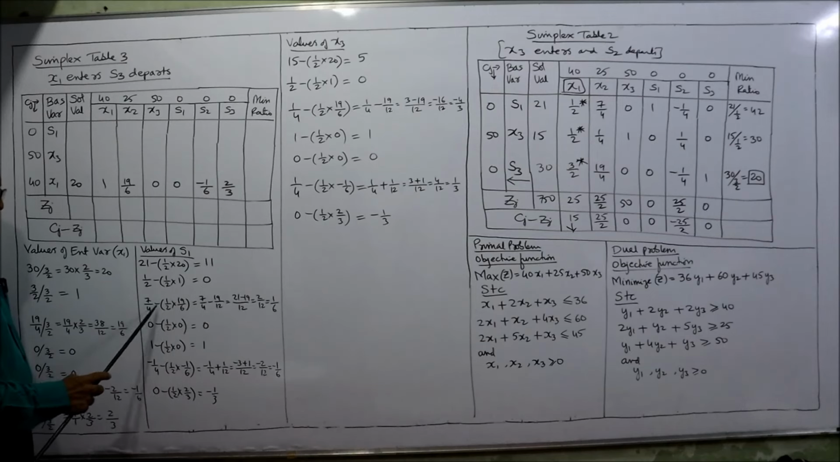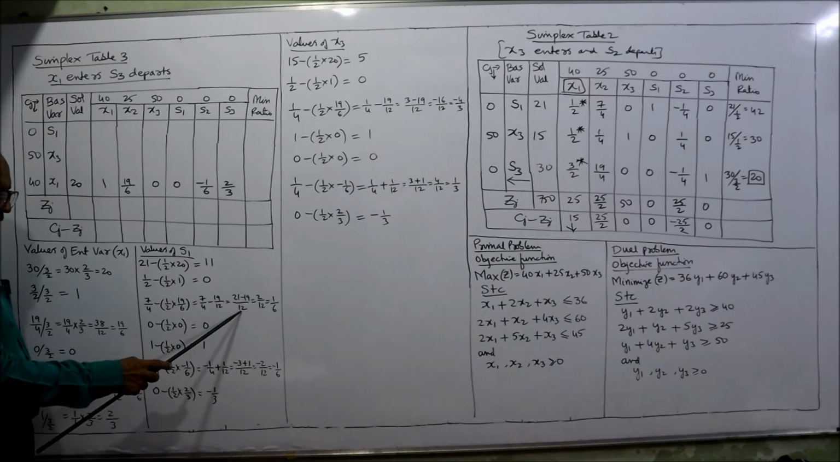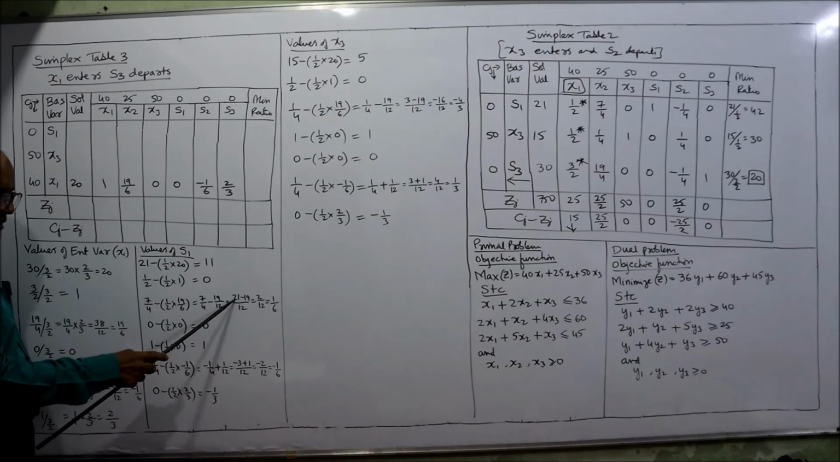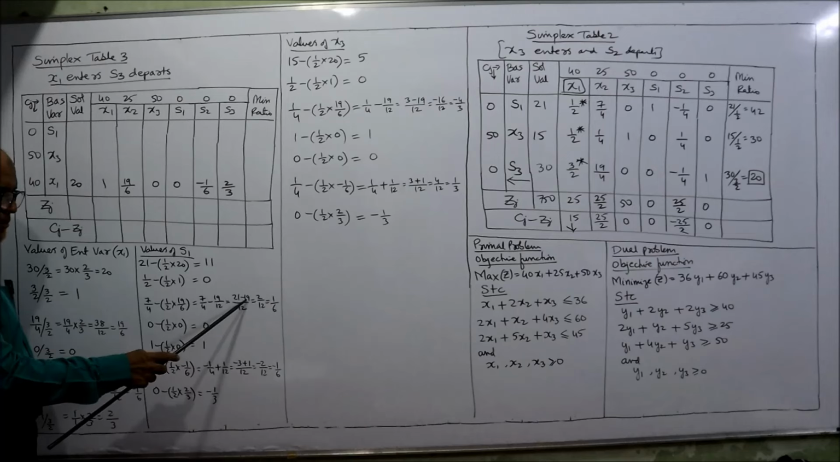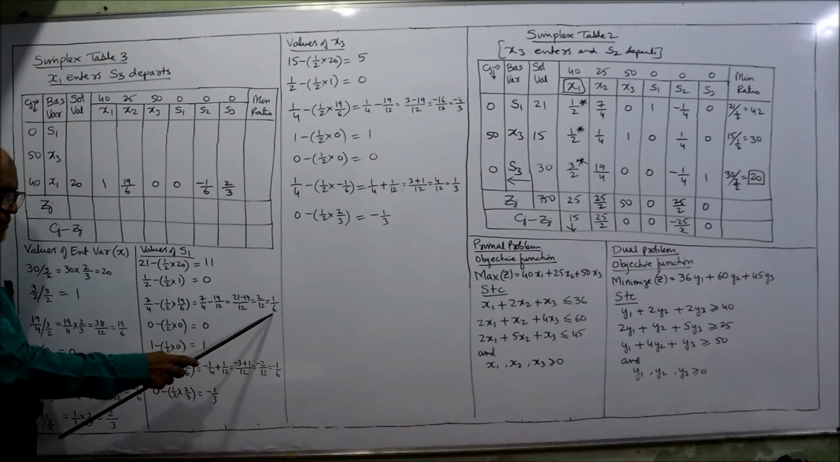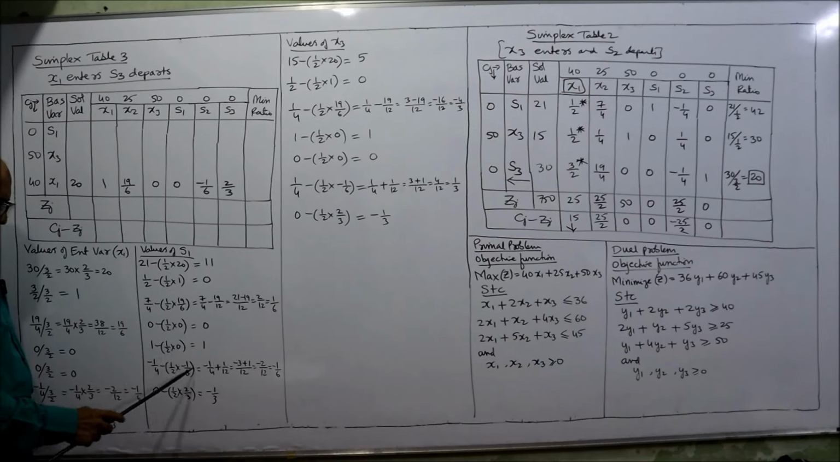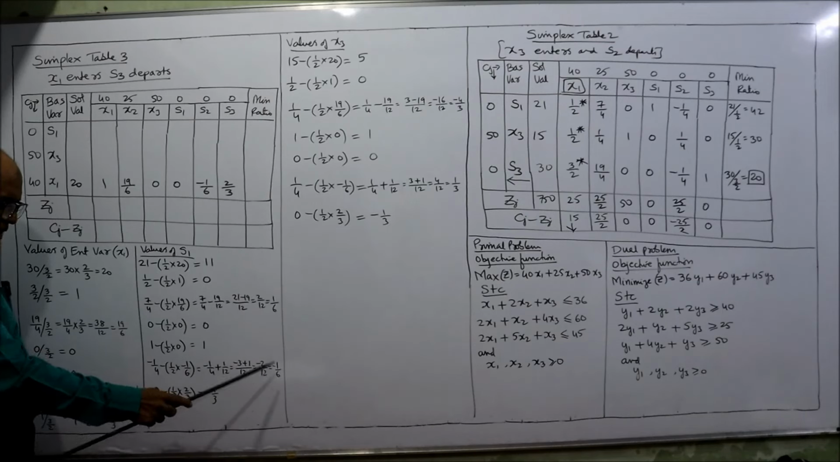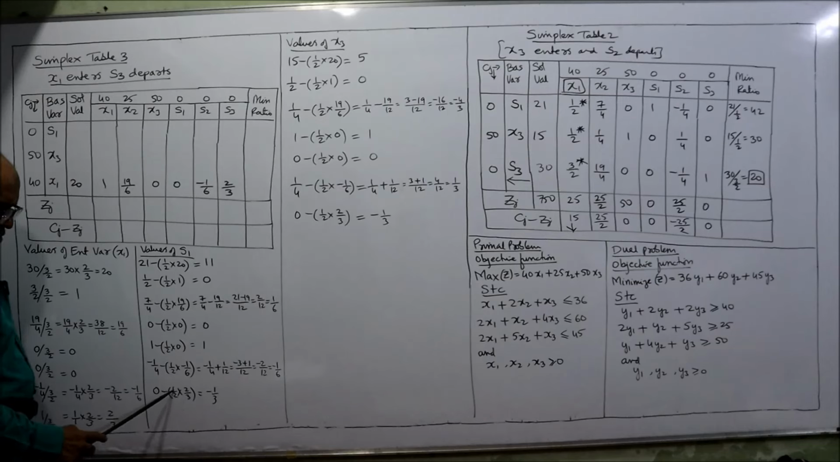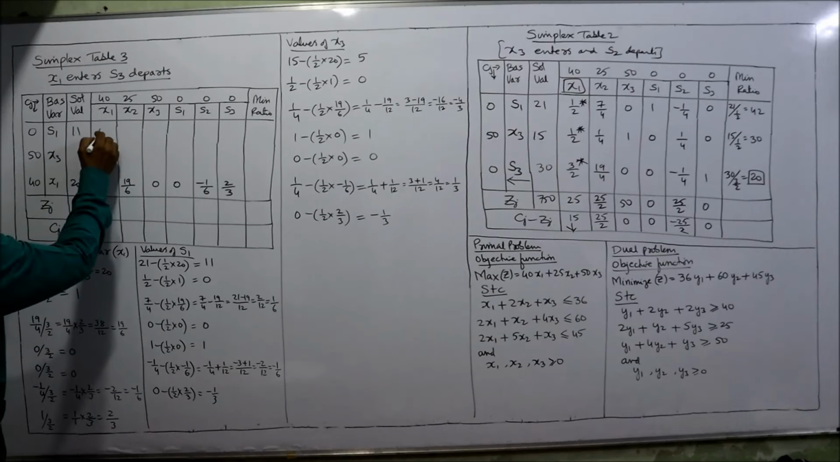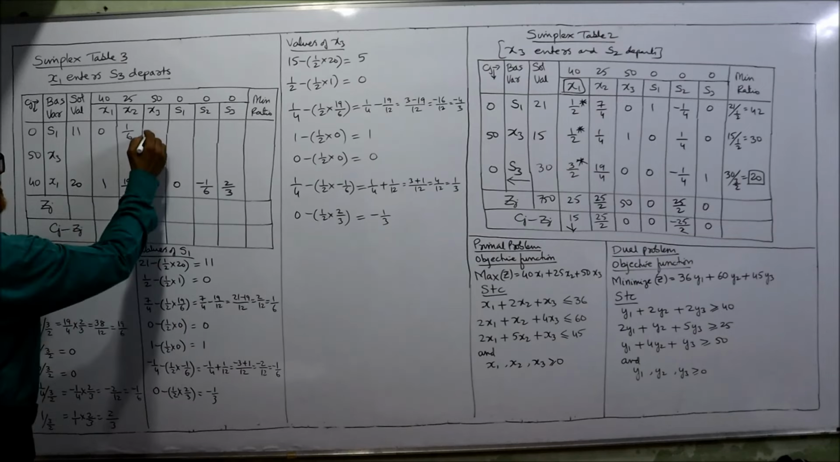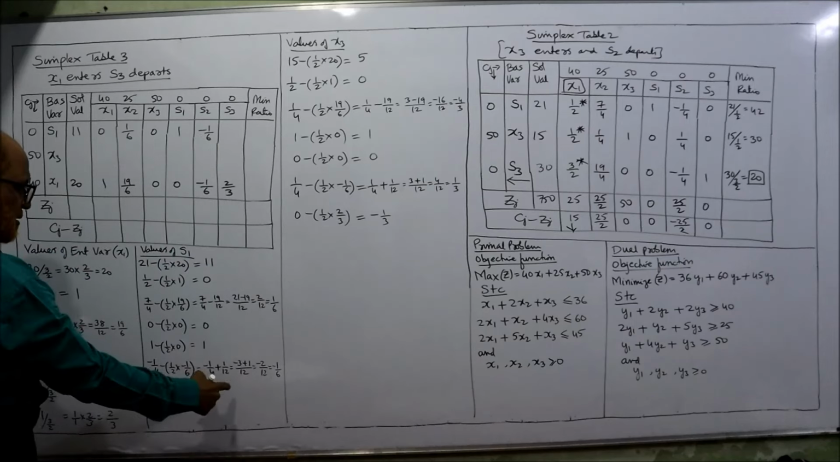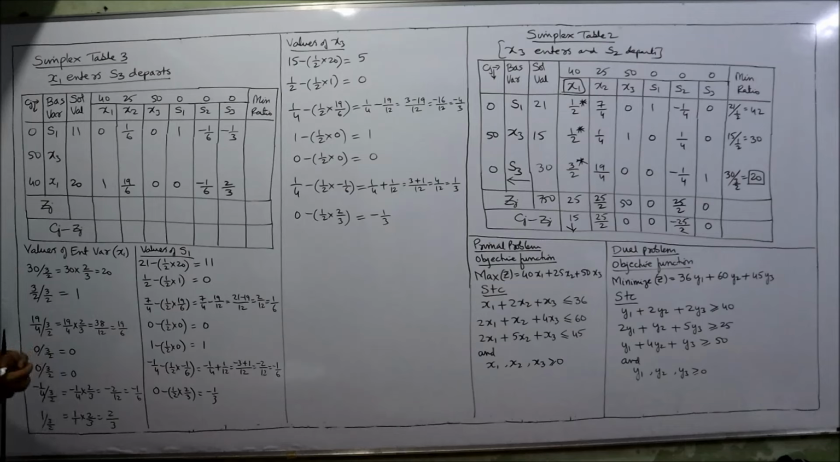Half minus half, 0. Then 7 by 4 minus 19 by 12. I have taken the LCM as 12. 4 goes into 12 three times, 3 into 7 is 21. 12 goes into 12 one time, 1 into 19 is 19. So 21 minus 19 is 2 by 12, which can be written as 1 by 6. 0 minus 0 is 0. 1 minus 0 is 1. Minus 1 by 4, minus into minus becomes plus, so 1 by 12 with LCM 12. 4 goes into 12 three times, so minus 3 plus 1, minus 2 by 12 or minus 1 by 6. Last one, 0 minus 2 by 3 times 1 by 2, the 2s cancel, so minus 1 by 3. So these are the values of S1: 11, 0, 1 by 6, 0, 1, minus 1 by 6 and last one minus 1 by 3. We got the values of S1.